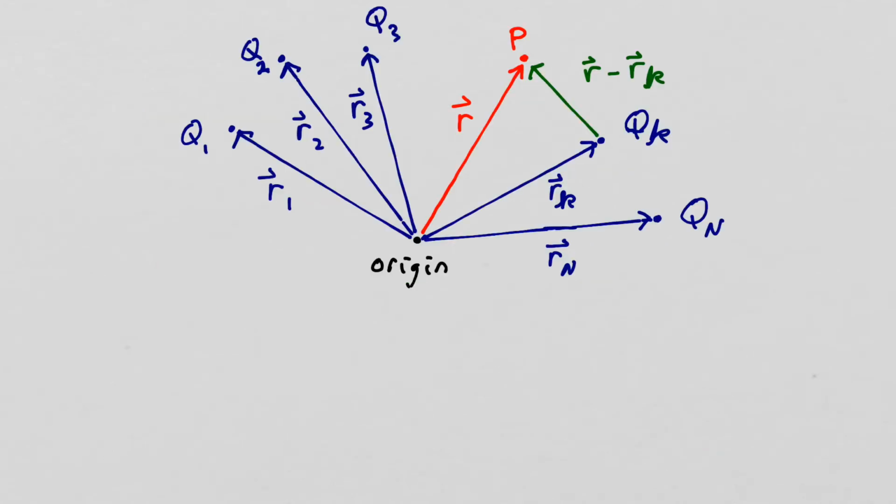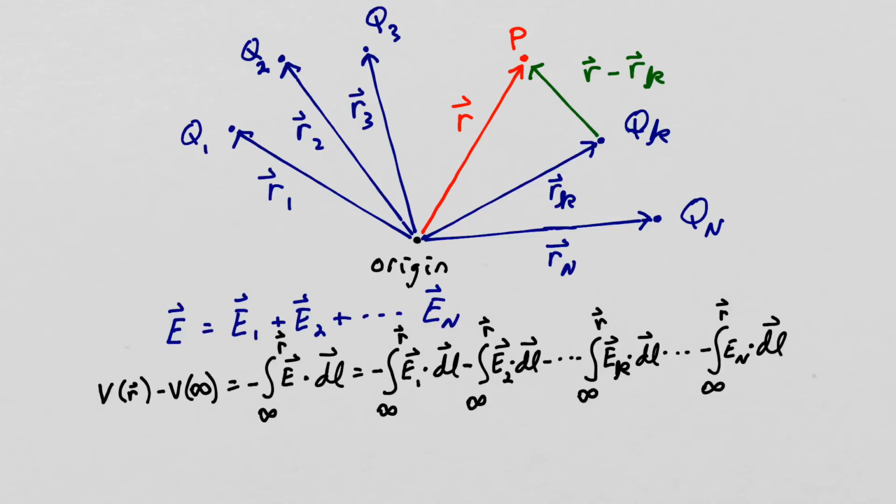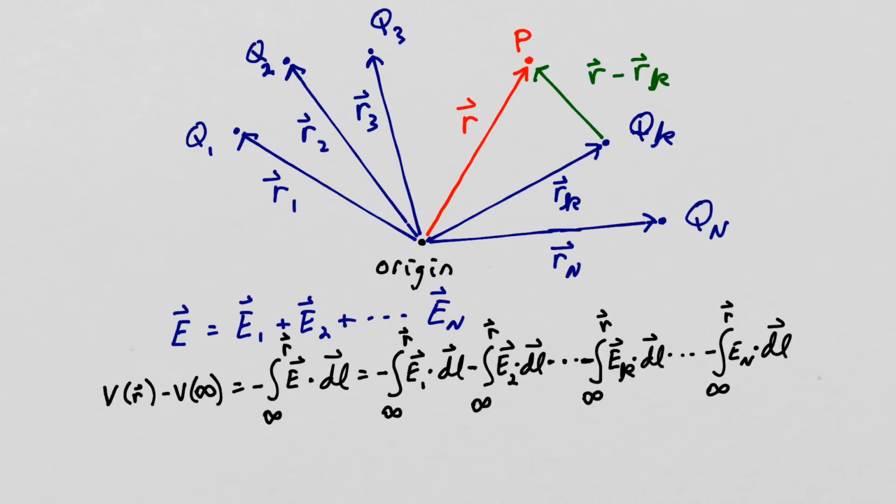Now let's suppose we have n point charges and we want to find the potential difference between point P and infinity. We know superposition holds for finding the electric field intensity. We can find the electric field intensity due to each individual point charge and then do a vector sum of them. The potential difference between location R and infinity is minus the integral from infinity to R of E dot dl. We can break this integration into n integrations, one for each individual point charge.